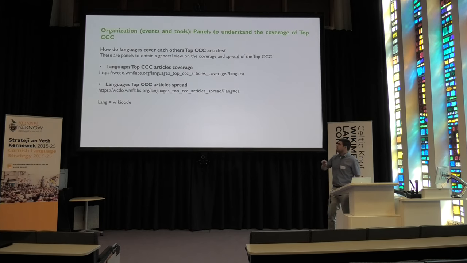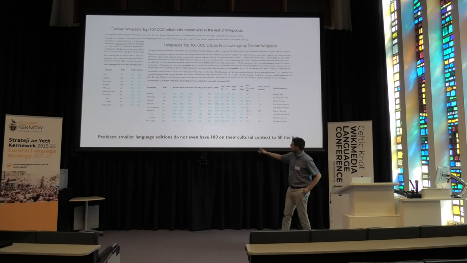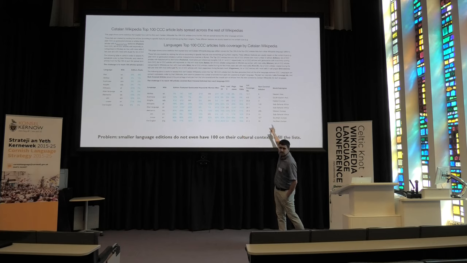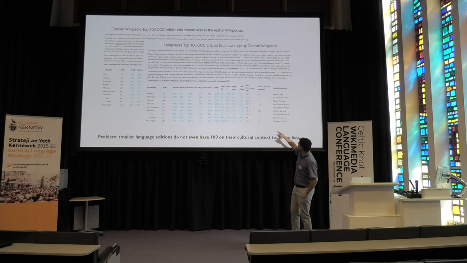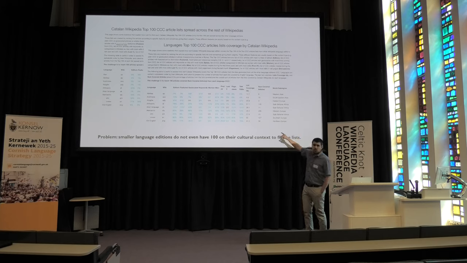And then I created two different panels to help the dissemination and the coverage of each CCC. So we have the panel of the coverage that helps us to cover every language CCC. And here we have the percentage for every list of the 10 lists of top CCC. And finally, the number of articles that we got to cover. And then we have the equivalent panel inverse with your own CCC, in this case the Catalan, and how it spreads to the rest of the languages.